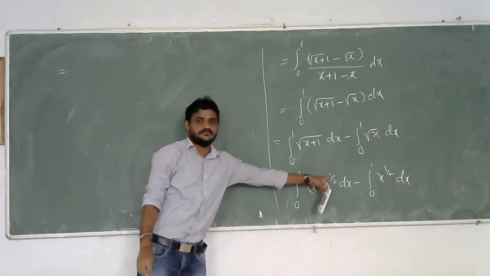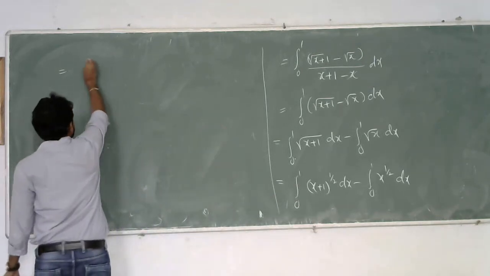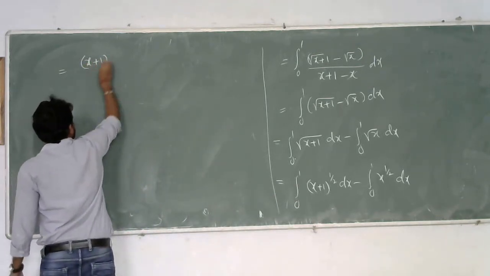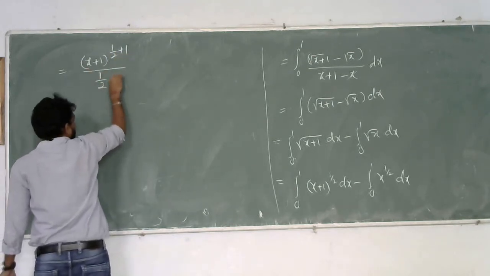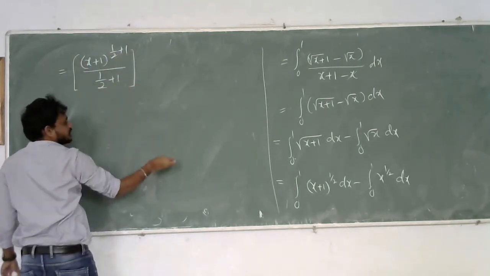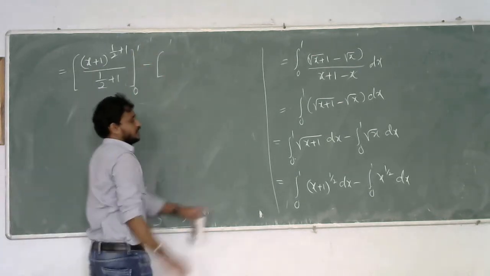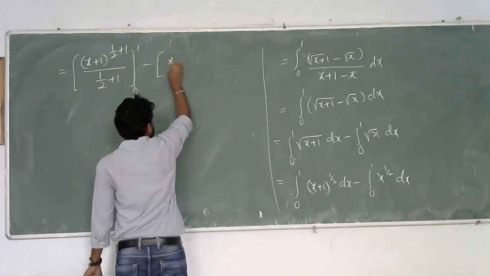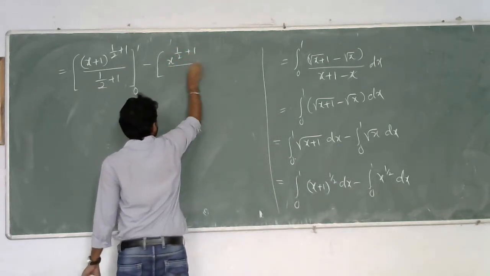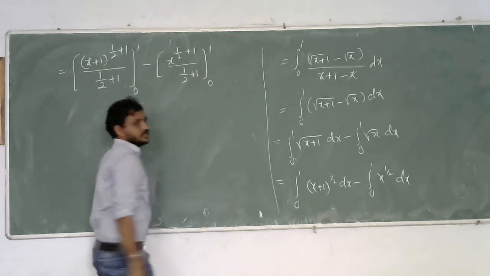Integration of x to the power of n formula. Here in place of x we have x plus 1. So what is the x to the power of n formula? x to the power of n plus 1 by n plus 1. The limits are 0 to 1. Then minus again integration of x to the power of n, x to the power of n plus 1 by n plus 1. Limits are 0 to 1.